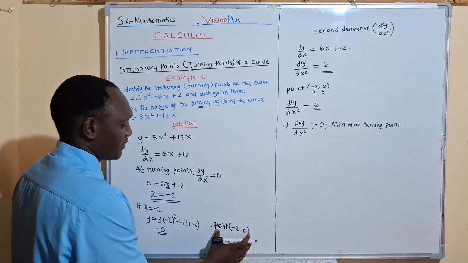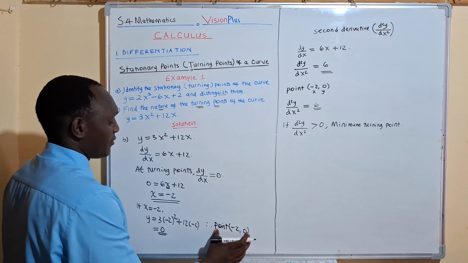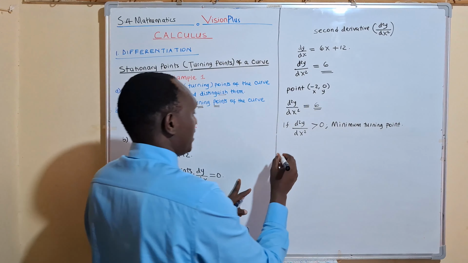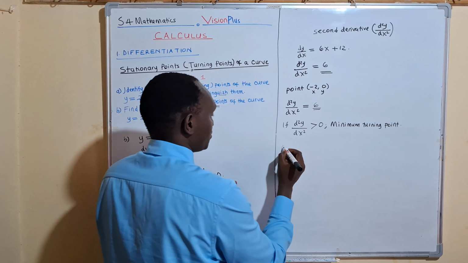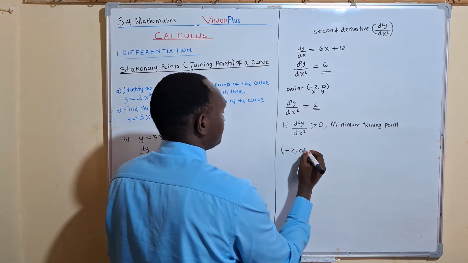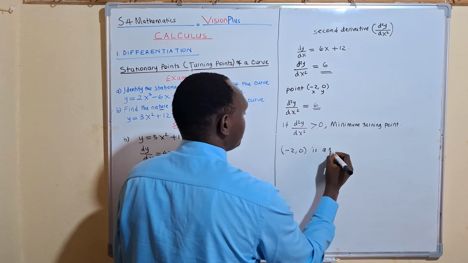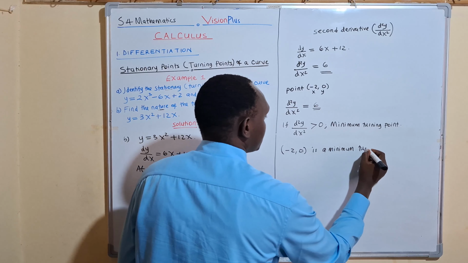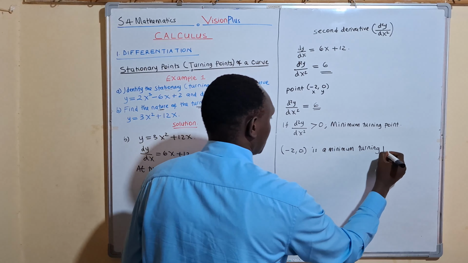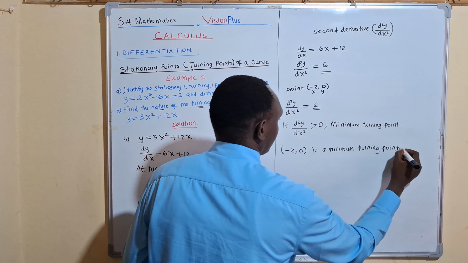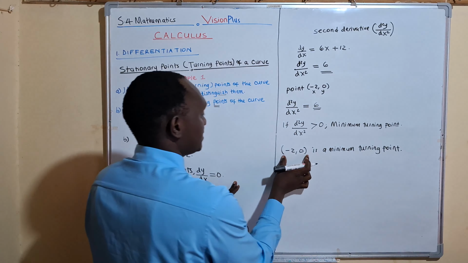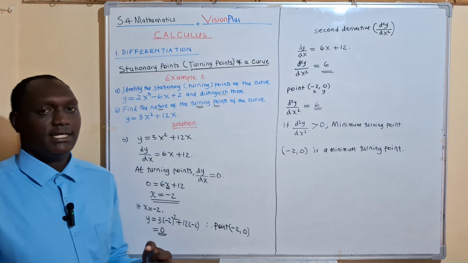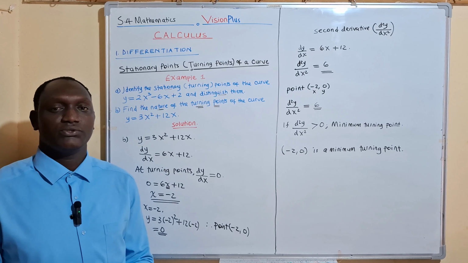Therefore, we have investigated clearly and we have found out that the nature of this turning point is that it is a minimum turning point. So the point (negative 2, 0) is a minimum turning point. So this is the point and this is the measure of the point, and that clearly gives us the solution to part B.